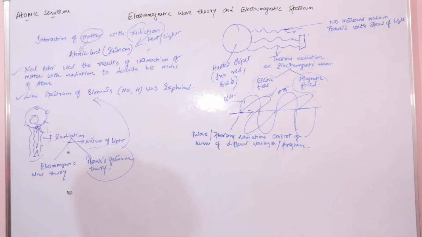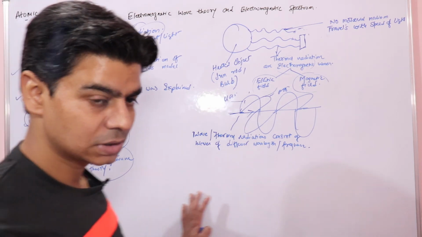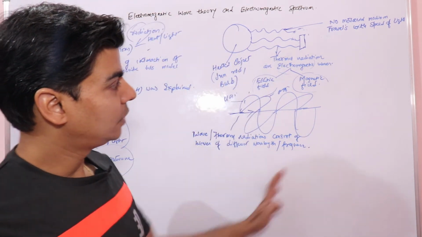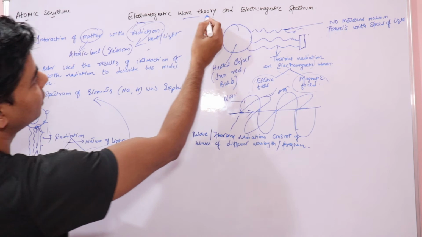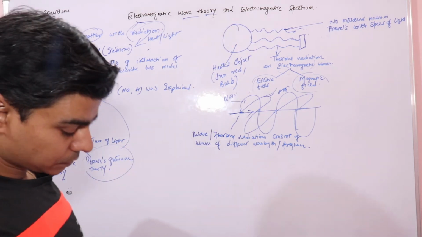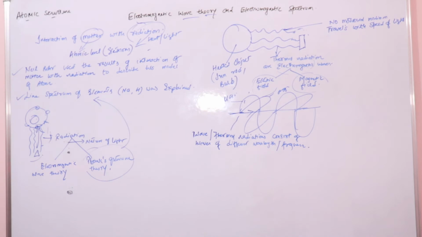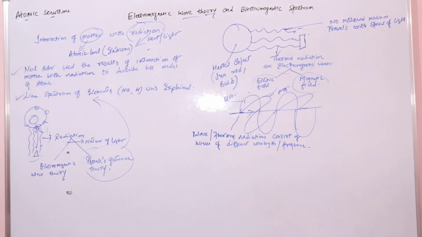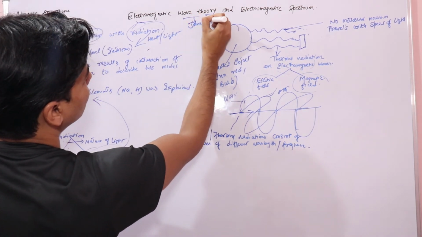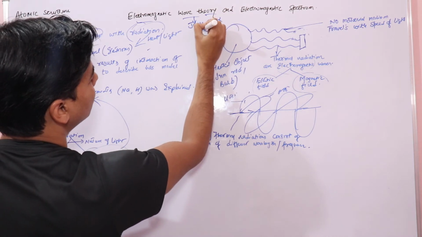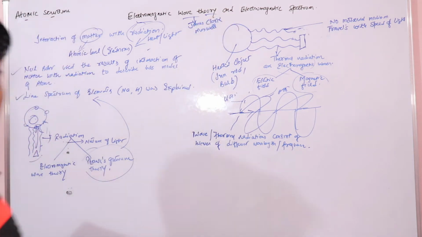So electromagnetic wave theory, what it teaches us, we have already studied these points, and I'll just summarize here. The electromagnetic wave theory was put forward by James Clerk Maxwell. You should know the name of the scientist. It's James Clerk Maxwell, who proposed the electromagnetic wave theory.